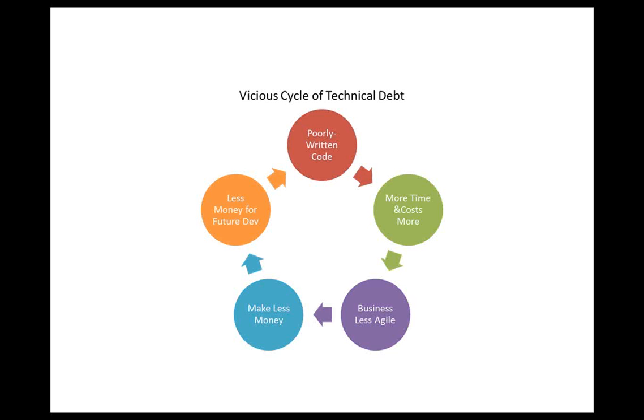If you look at the vicious cycle of technical debt, first we are having poorly written code, whether knowingly or unknowingly, which is here in the red circle. Then we are putting in more time and it costs more. And because of this poorly written code, the business becomes less agile because it's not able to take a new change quickly. So it will be able to make less money. And when we get less money, we have less money for future development. And again, it comes back to poorly written code. And the cycle goes on. It's an endless loop.